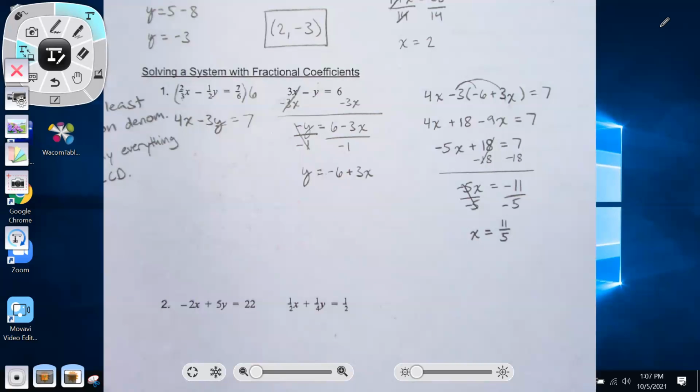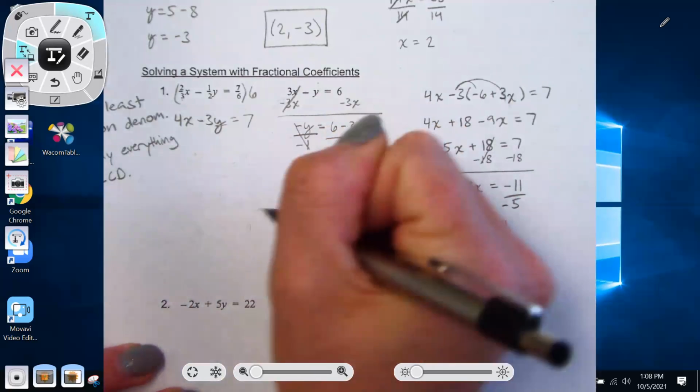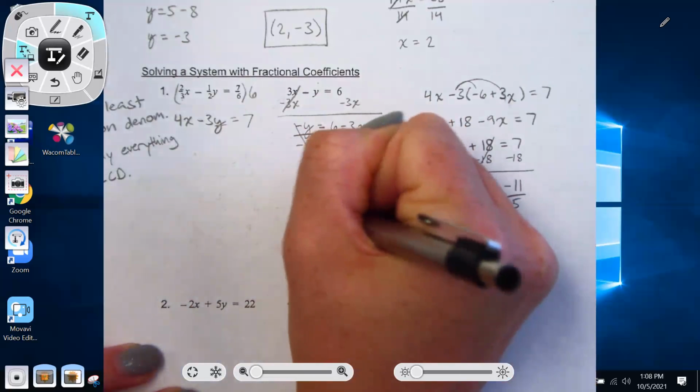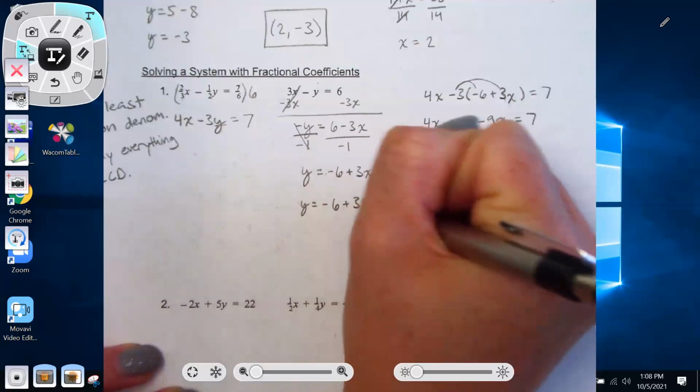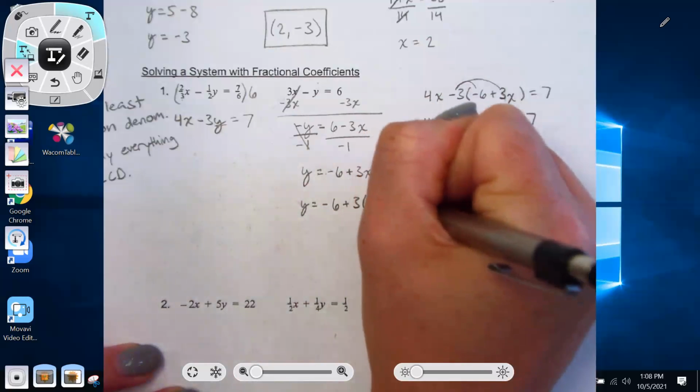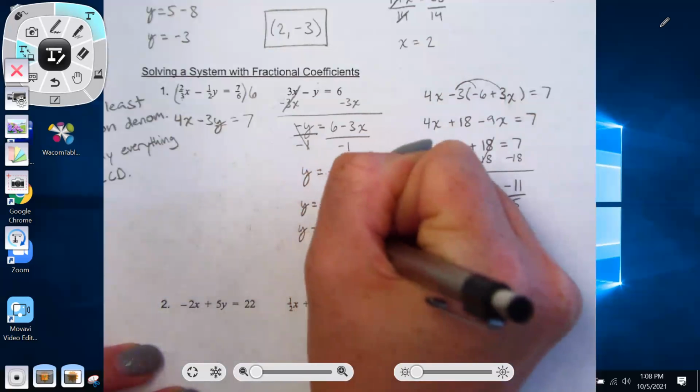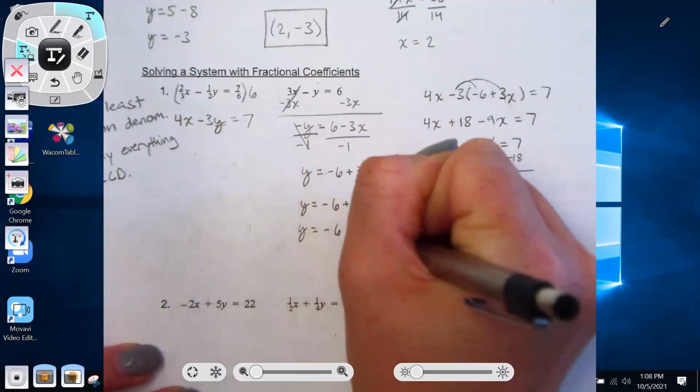Okay, here's the work for finding x. I found x up there. You can see now. Why is it not negative 11? Because there's a negative in front, and a negative divided by a negative is a positive. So I just wrote it as a positive.